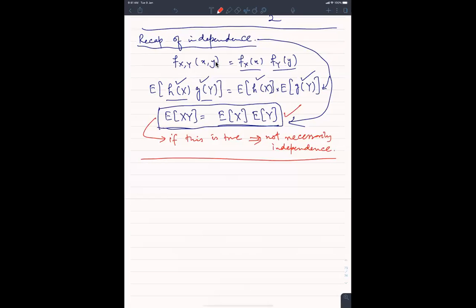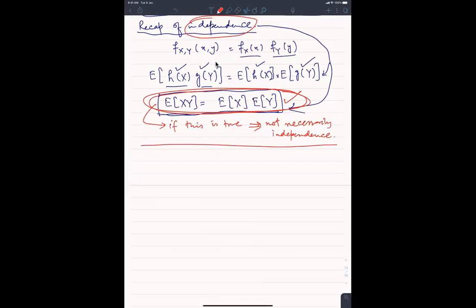Which means this is a one way street, this is not a two way street. Independence does imply that this will happen, but if this happens, that expected value of xy is the product of expected value of x and expected value of y, then that doesn't mean that they are independent. Not necessarily, they could be, but not necessarily.